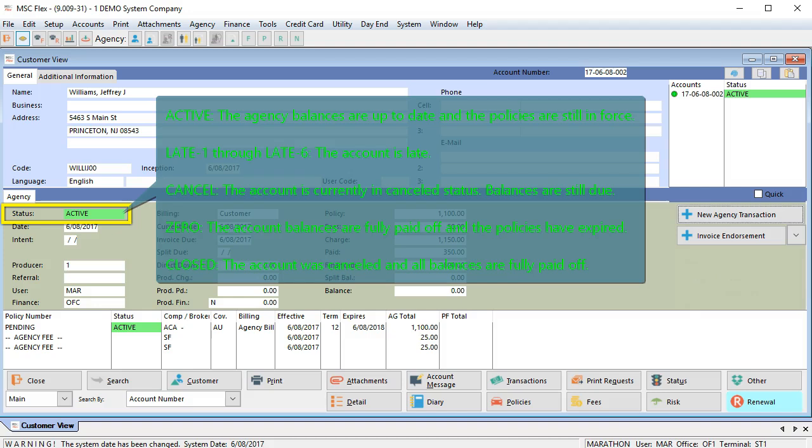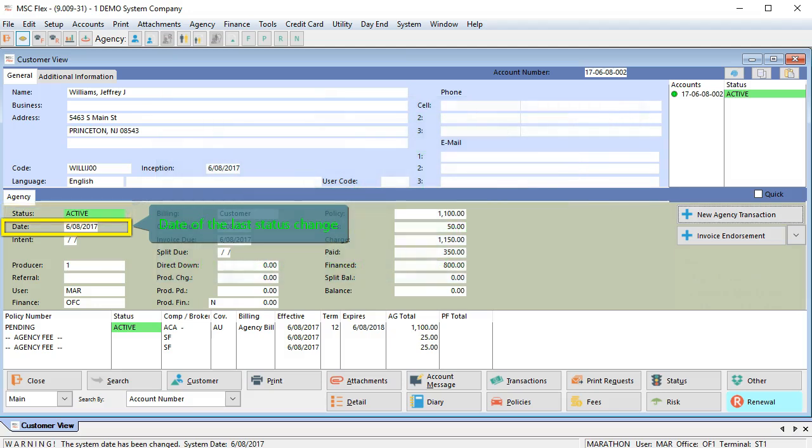If the account is active, the agency balances are up to date and the policies are still in force. Accounts that are in late status are past their balance due date. Canceled accounts are accounts that are past their due date and still have a balance due. Accounts that are in zero status have a zero balance and all of their policies have expired. Accounts that were closed were canceled and all balances are fully paid off.